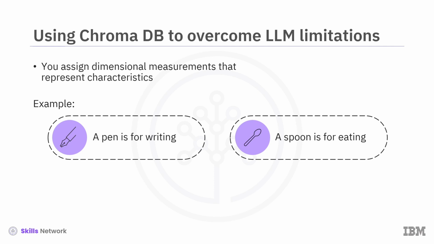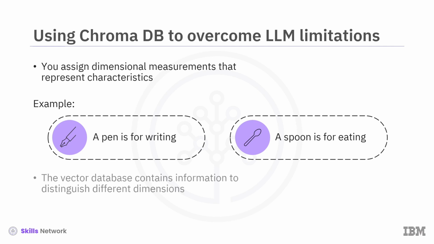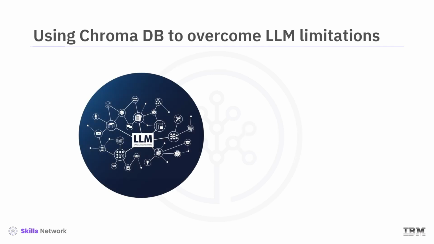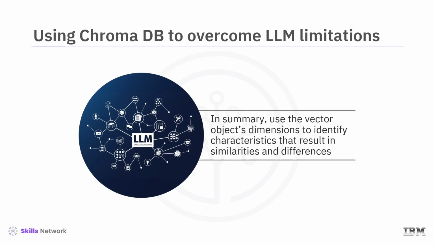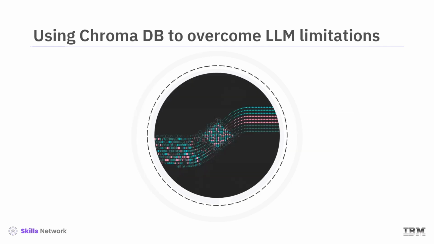Then, when you run the task to compare the vectors representing the spoon and pen, the vector database contains the information to distinguish that their function dimensions are different. Using the vector database, you can conclude that you cannot use a spoon to write on paper. In summary, you can use the vector object's dimensions to identify characteristics that result in similarities and differences. Using a vector database solved all three limitations an LLM cannot easily resolve independently.